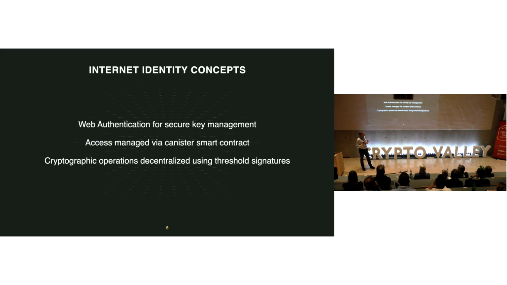It's what we call Internet Identity. And Internet Identity is based on three main technologies. The first one is web authentication, which I'm going to explain, but we use that to actually keep the user's keys secure. The second one is that we're going to manage access through a canister smart contract. So that's a decentralized way of managing the user's access to the system. And the third one is specific cryptography that I'm going to explain on a high level, which is based on threshold signatures.